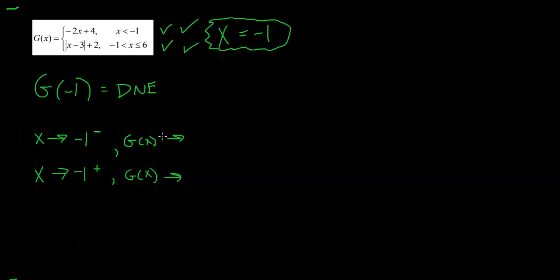To do this, I literally have to plug -1 in. The left side would be using the top equation, so I'm going to plug -1 in. I'm going to come over here and do my dirty work, that's the actual work of doing this. So I get -2 times -1 plus 4. That's 2 plus 4, which is 6. So from the left-hand side, as I approach -1, I am getting closer and closer to 6.